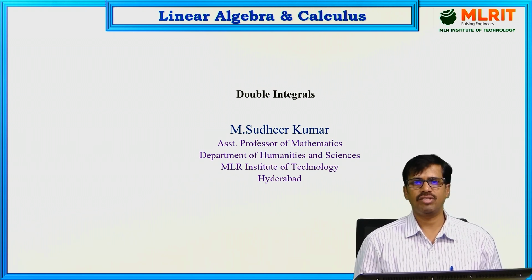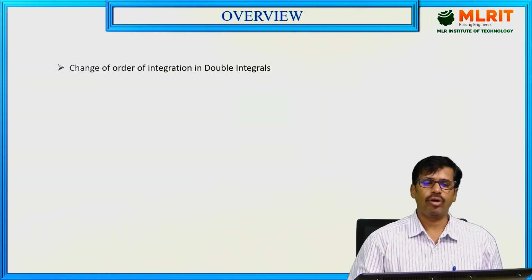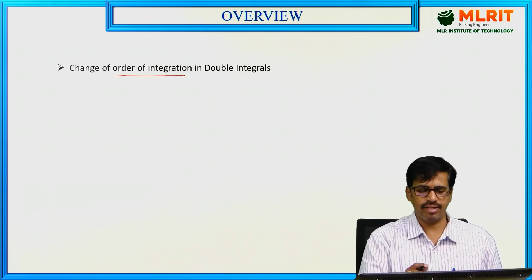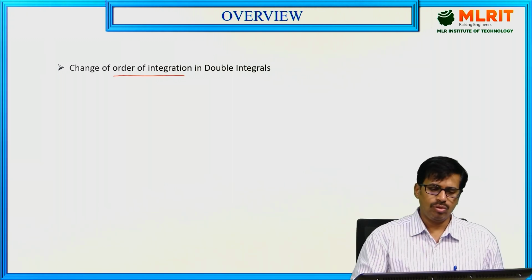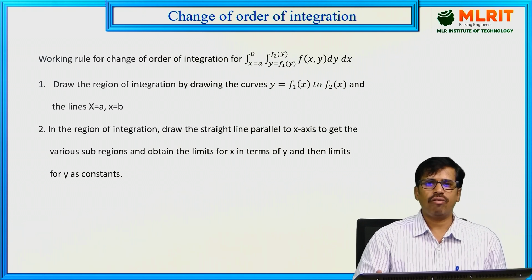Last lecture we have seen how to evaluate the double integral in polar coordinates. In this lecture, I am going to cover what is change of order of integration in double integrals. To evaluate any double integral by changing the order, what do you mean by changing the order of integration?